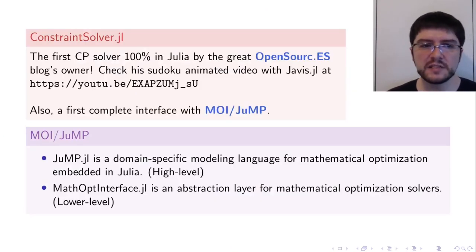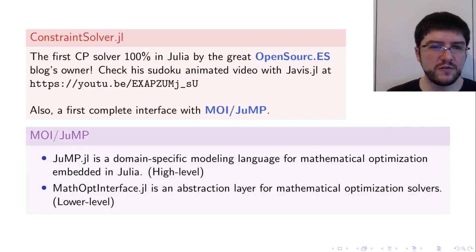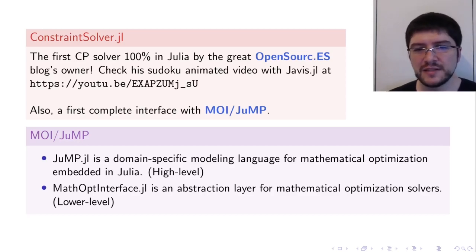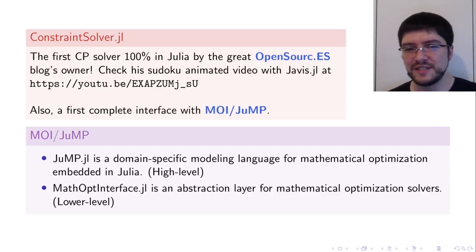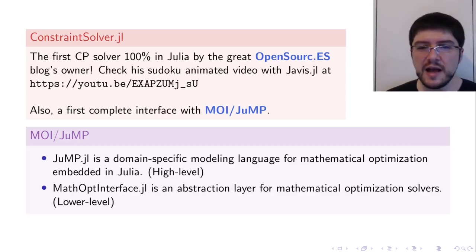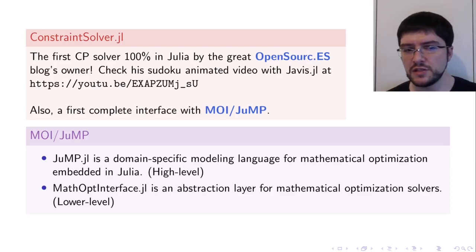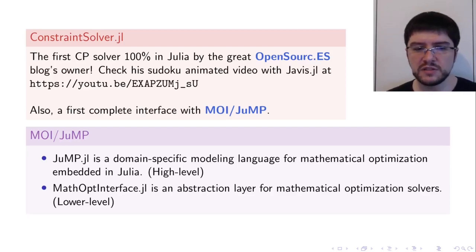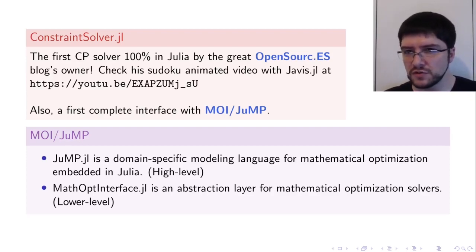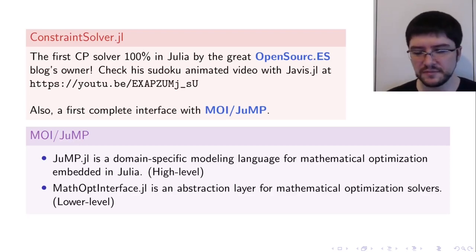So let me tell you a bit about the guys in the cloud. We first have ConstraintSolver.jl. It's the first CP solver 100% in Julia, by the great open source blog owner. You can check his sudoku animated video with Javis.jl at the following URL. It's also the first complete interface with MOI and JuMP. So what are MOI and JuMP? JuMP is a domain-specific modeling language for mathematical optimization, kind of high level. And the MathOptInterface, MOI, is an abstraction layer for those mathematical optimization solvers, so not directly made for constraint programming.